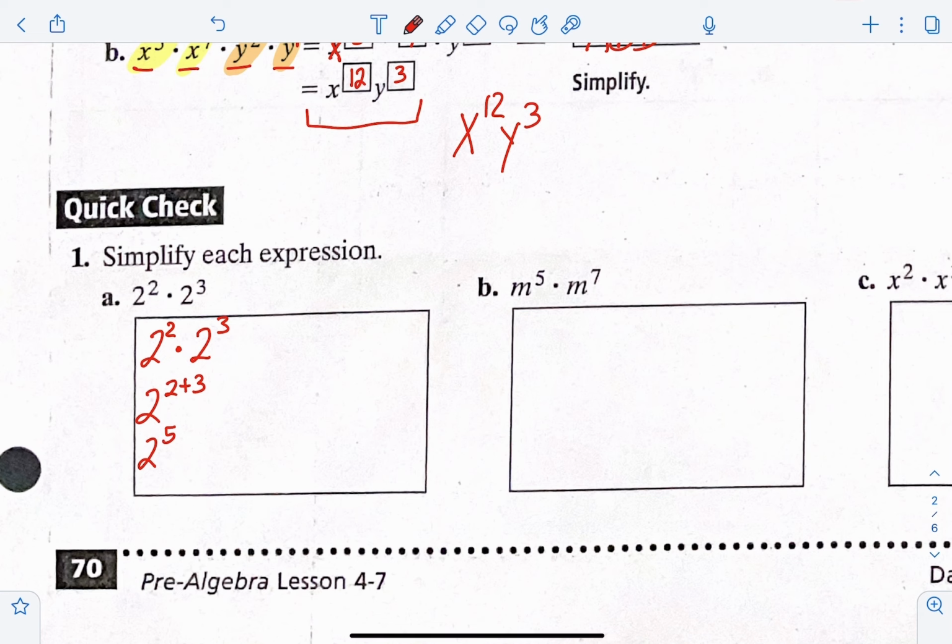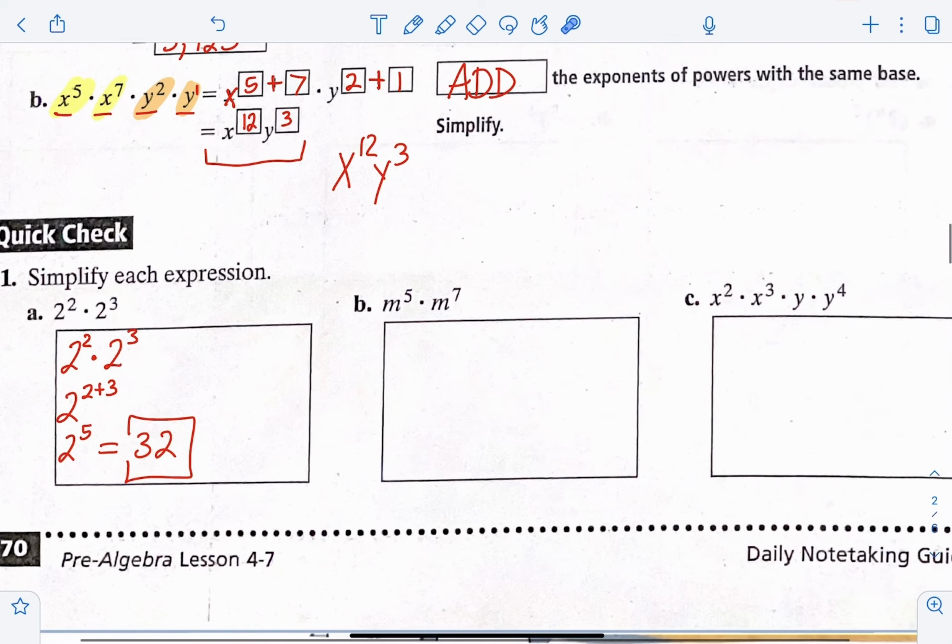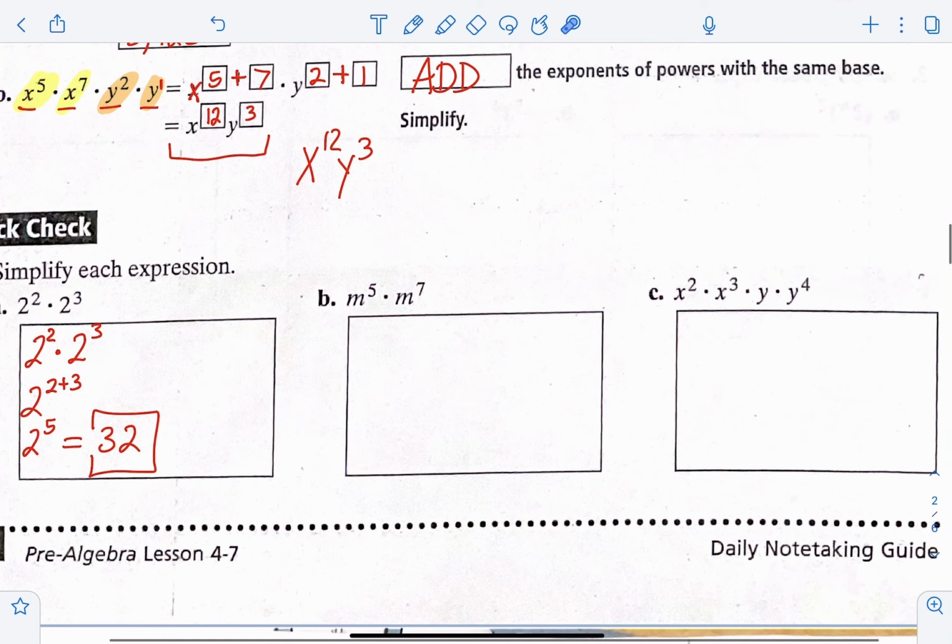And then since I have a number with an exponent, I'm going to actually do the math. 2 to the 5 equals 32. If I do 2 times 2 times 2 times 2 times 2, I'm going to get 32 as my final answer. If it's something with a variable and then an exponent, you would stop here and you wouldn't get to a final number answer. All right, so you're going to pause the video and do B and C, and then we'll go over them together.